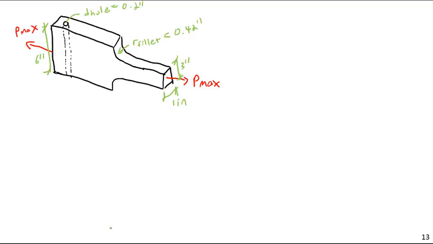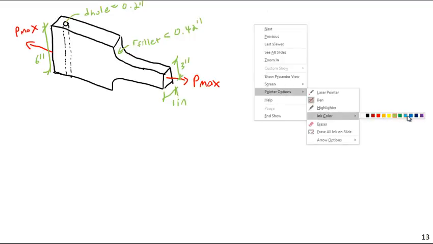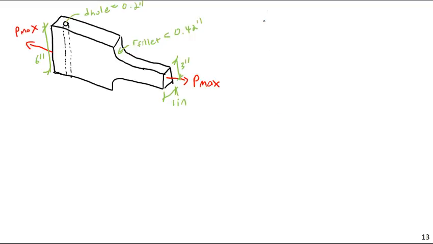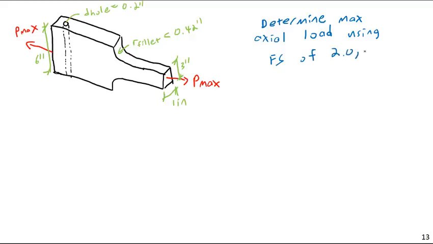Now, we're going to need to check the stress at various locations and see if this thing works. This is an example of stress concentrations. We're asked to determine the max axial load, and this is going to be under cyclical loading as well, just for fun, using a factor of safety of 2.0. Our endurance limit is going to be 26 KSI.